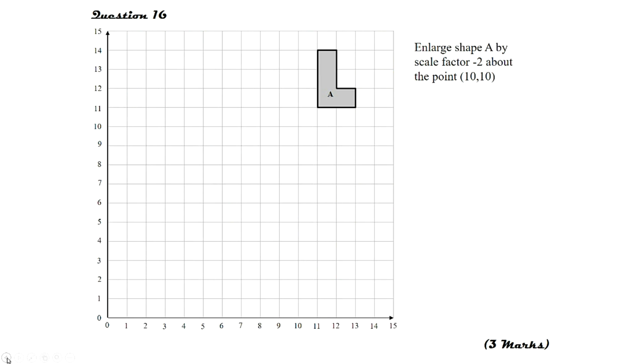Question 16. So this is a grade B enlargement because we have a negative scale factor. So let's have a look at how we're going to do this one. First of all, I'm going to pop in my centre of enlargement, and once I've got this, I'm going to need a couple of ray lines. Now I've only drawn two. I obviously could have drawn more if I needed to, but I'm just going to draw the two that will define the outer edges of my shape.